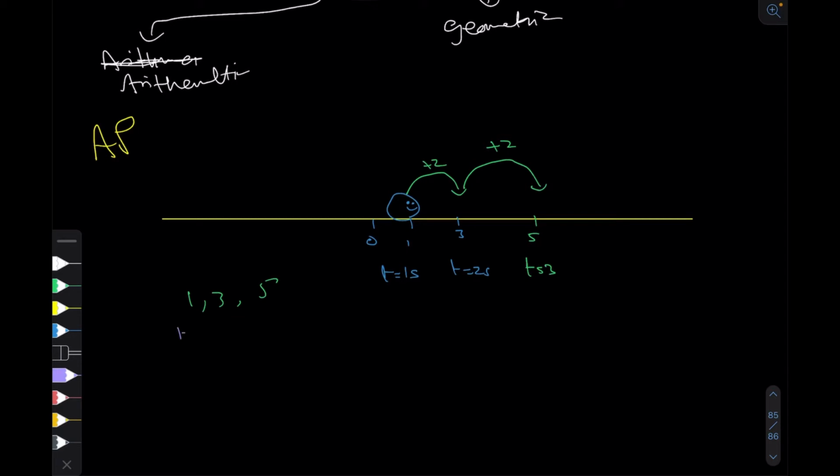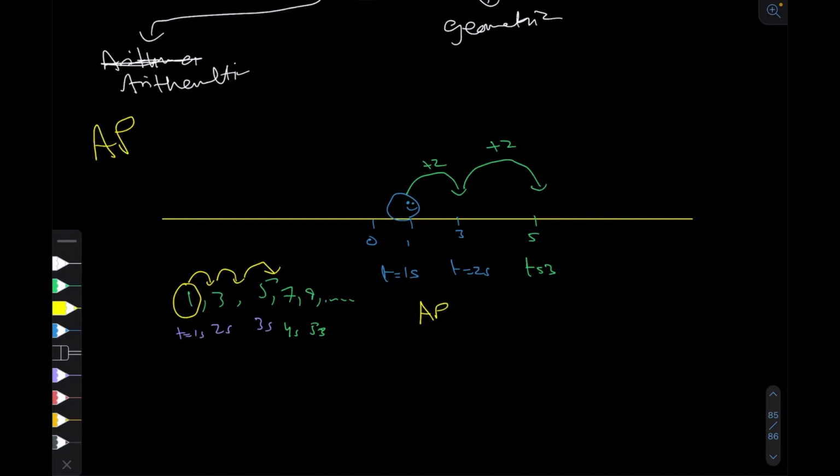This was at t equals 1 second, 2 seconds, 3 seconds. And the frog continues to consistently jump 2 units to the right. So 1, 3, 5, 7, 9, all the way. 7 will be the fourth second, 9 will be the fifth second, and so on. So when you have a series such that you start with some number and then you're consistently adding or subtracting to get the other term, it is what's called an AP, an arithmetic progression.